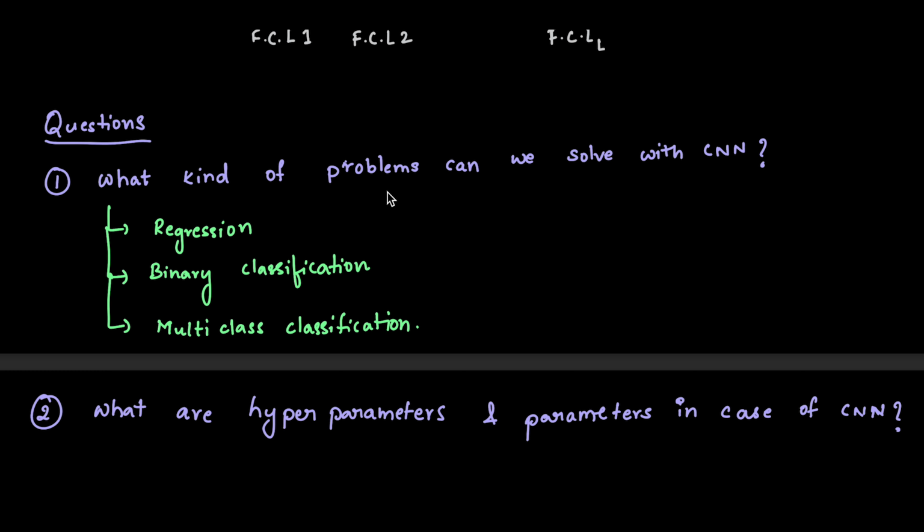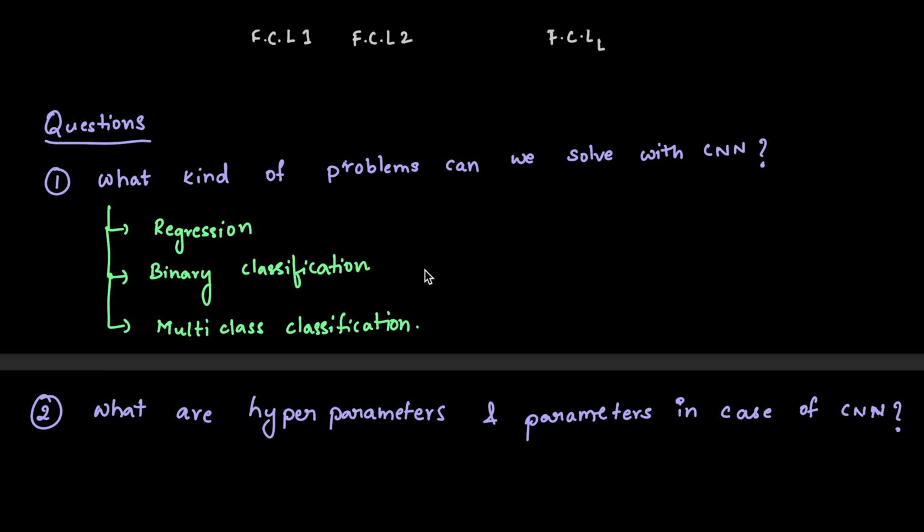First one is, what kind of problems can we solve with the help of CNN? That is, can we solve regression problems, or can we solve binary classification problems, or can we solve multi-class classification problems? This is one question. And the second question is, what are hyperparameters and parameters in case of CNN? Okay. So give a thought about these two questions and then only jump into this particular video. Comment down your answer for these two questions, what you feel about it.